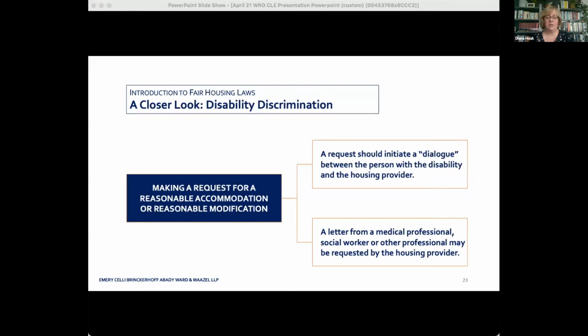A letter from a medical professional, social worker, or other professional may be requested by the housing provider. It does not have to be a medical professional. It may again be a social worker who's providing therapy for someone with mental illness. It may also be that somebody's disabilities are readily apparent. You can see that they use a wheelchair, or you can see that they are blind and have a guide dog. And then requesting medical verification would, in many of those instances, be something that the landlord or housing provider should not be doing. But many disabilities are not readily apparent, and then of course the landlord can ask for some information, not a release to look at medical records, but some information to verify the disability.